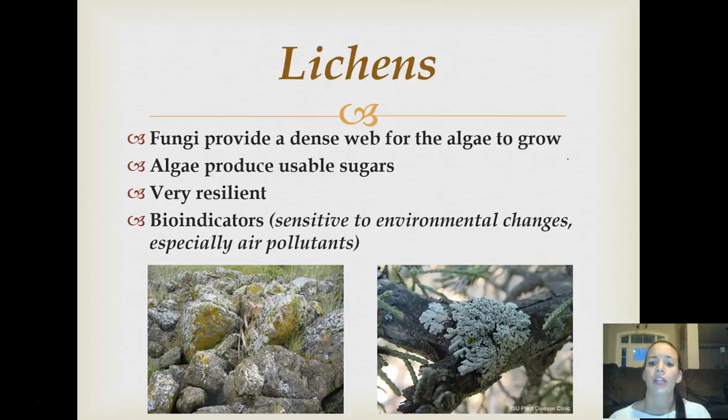So here's a closer look at the lichens. Like I mentioned, the fungi provide the web for the algae to grow. The algae then produce sugars for both of them to eat, and lichens are very resilient. As you know from the ecology theme, they're sometimes the first species to inhabit areas of primary succession where there was not previously an environment. They can also be bioindicators, so they are very sensitive to environmental changes, especially different air pollutants.